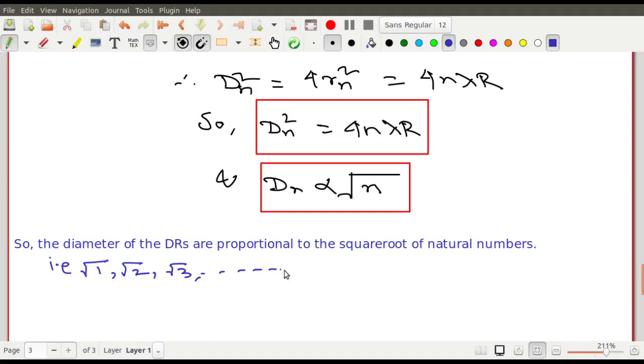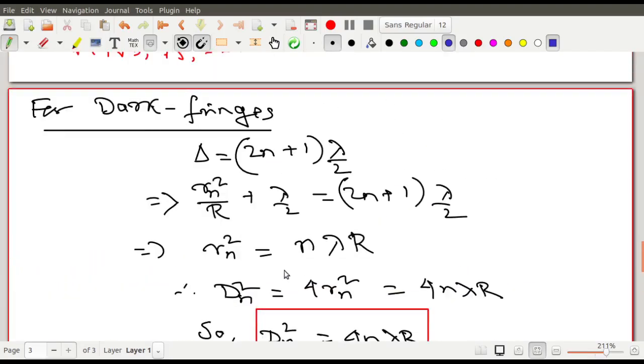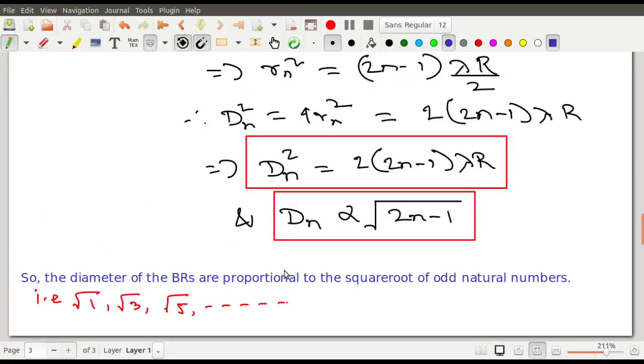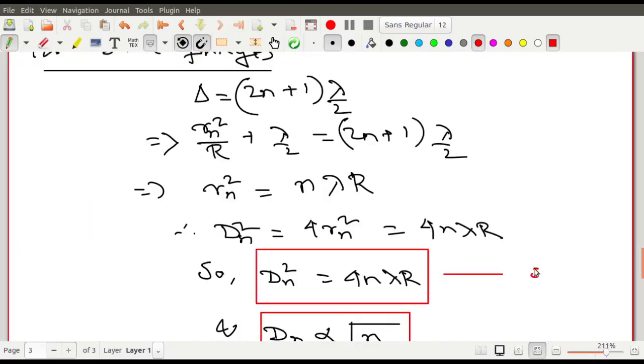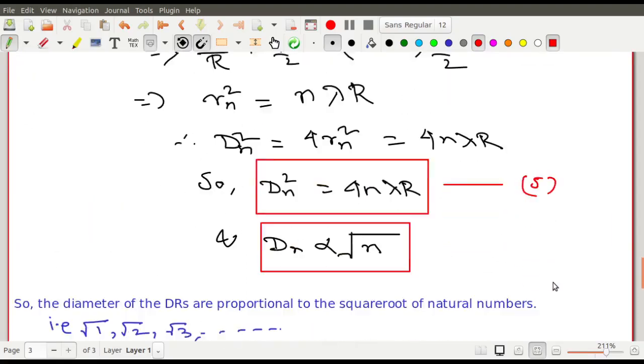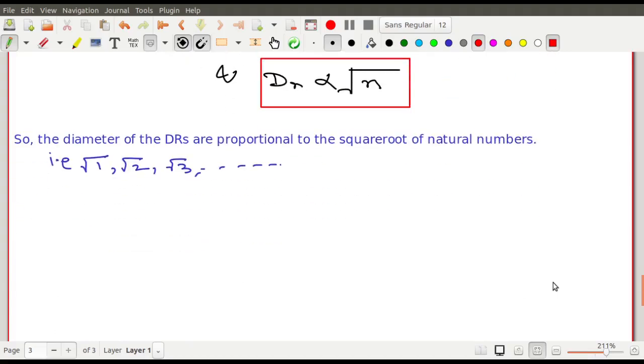That is why I said that these two results are very important. Here you see that the diameter is proportional to the odd natural numbers 1, 3, 5, and here it is proportional to all natural numbers. Let me point out this equation as equation 4, and this equation as equation number 5. So these are the two equations that I have.